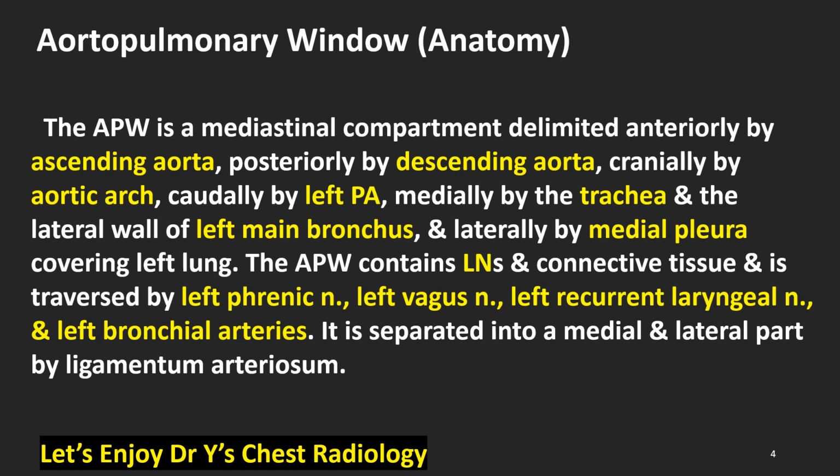The AP window contains lymph nodes and connective tissue and is traversed by the left phrenic nerve, left vagus nerve, left recurrent laryngeal nerve, and left bronchial arteries. It is separated into a medial and lateral part by the ligamentum arteriosum.